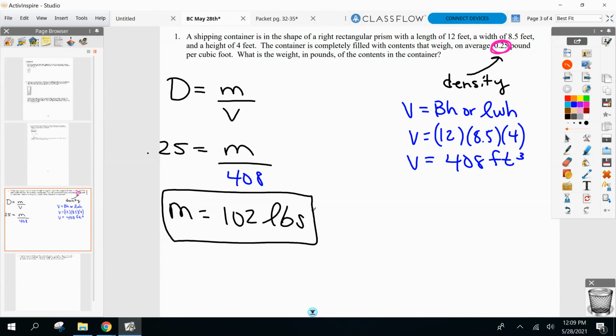Also, I just want to mention before we go to the next problem, do I need to see the density formula? No. Some of you may just read this and say, I know I got to multiply that 408 by 0.25. Just show that. That's fine. I don't need to see density, but I'm showing you why I'm multiplying. All right?